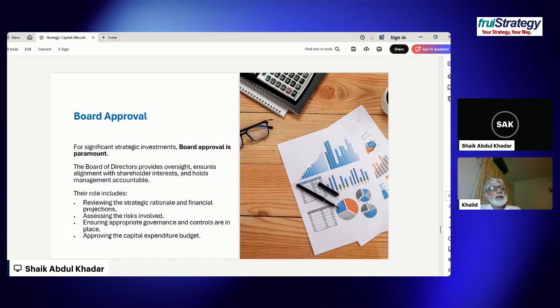So they look at it from an overall point of view, from a corporate point of view, whether these investments are aligned with the corporate strategy, that this is a good strategic fit, and whether the investments are within their risk appetite. So this is the last stage of approval.